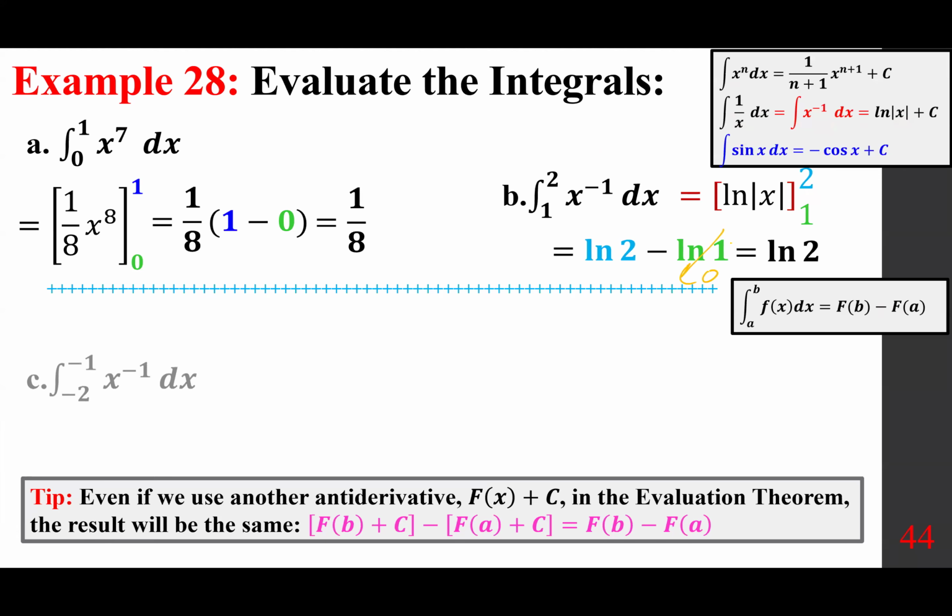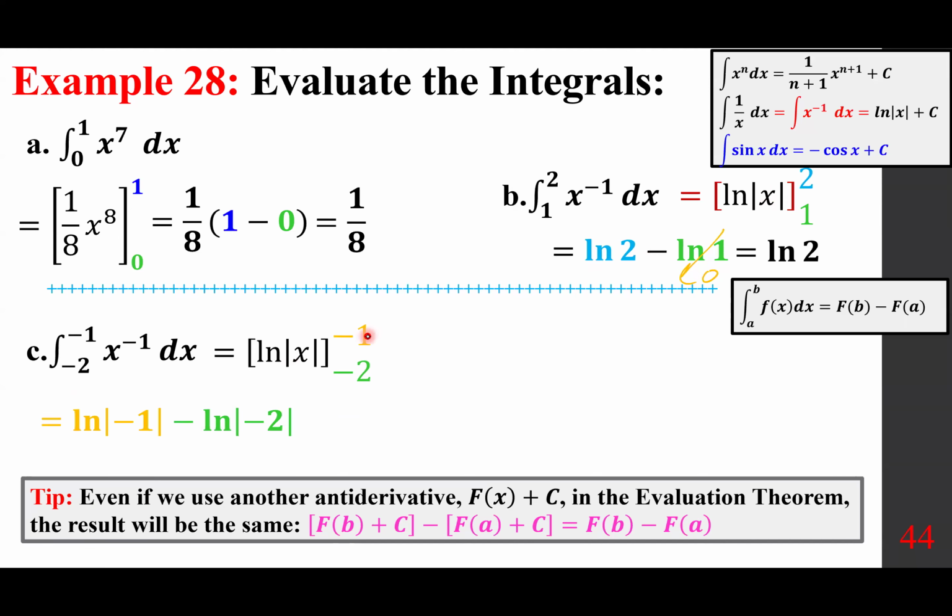If we look at the same thing, but different limits, now here's the difference, everybody. Over here, we had the absolute value. I don't have to have the absolute value here. Now, when I plug in, I must keep the absolute value because ln of minus 1 is meaningless. So ln of 1 minus ln of 2. And as you know, ln of 1 is 0. So we get negative ln 2 precisely.